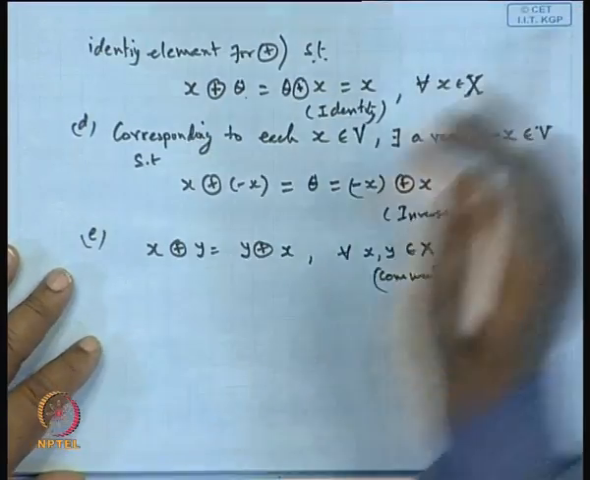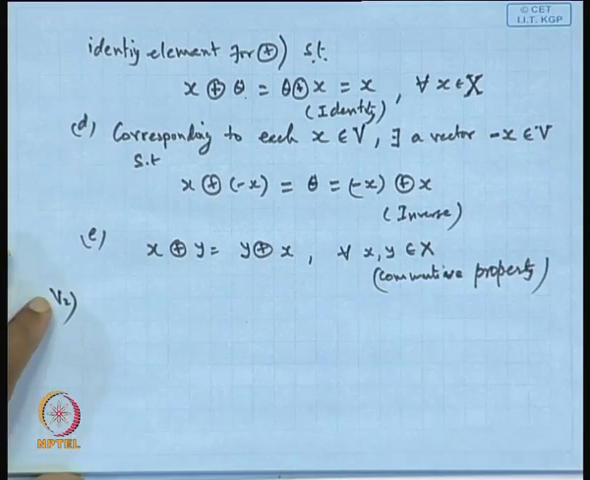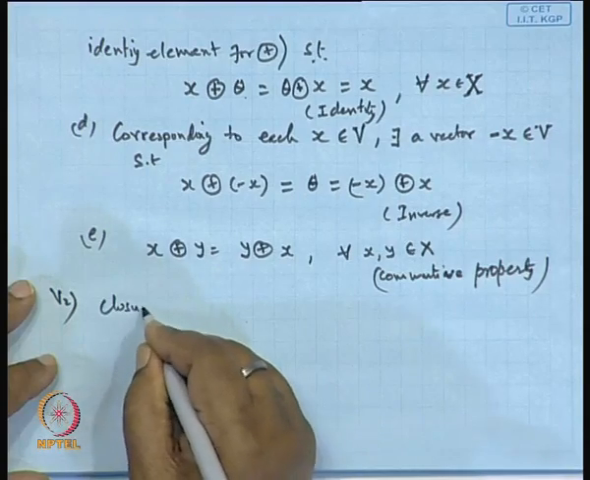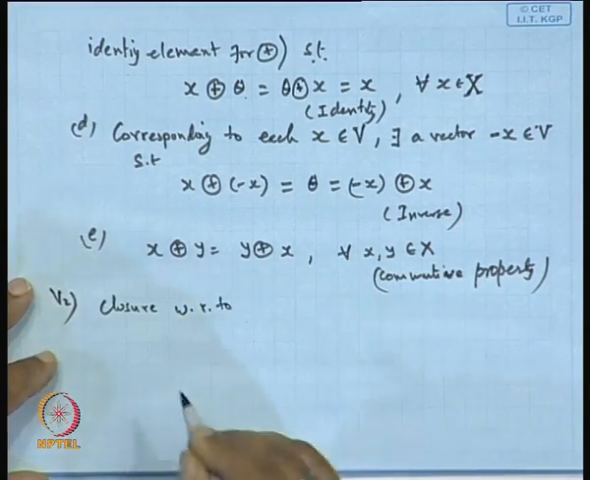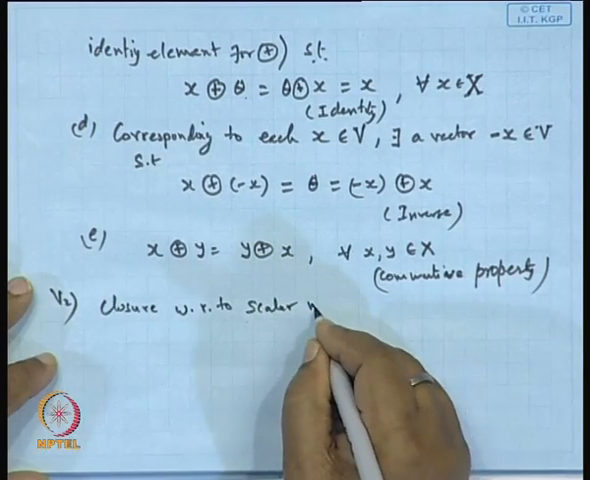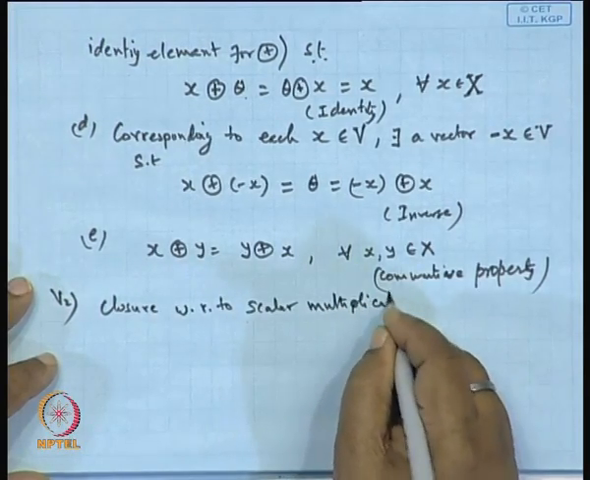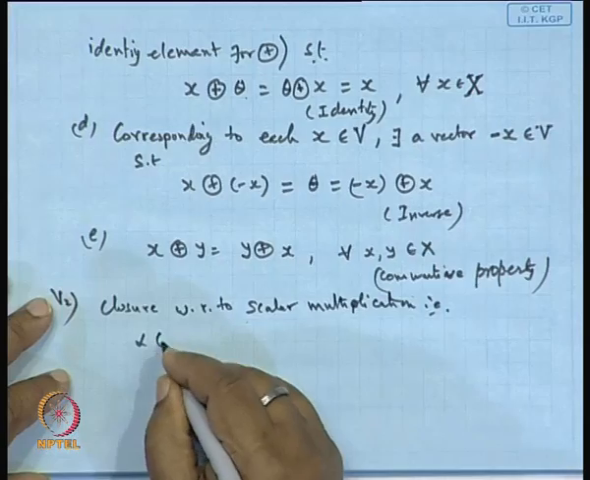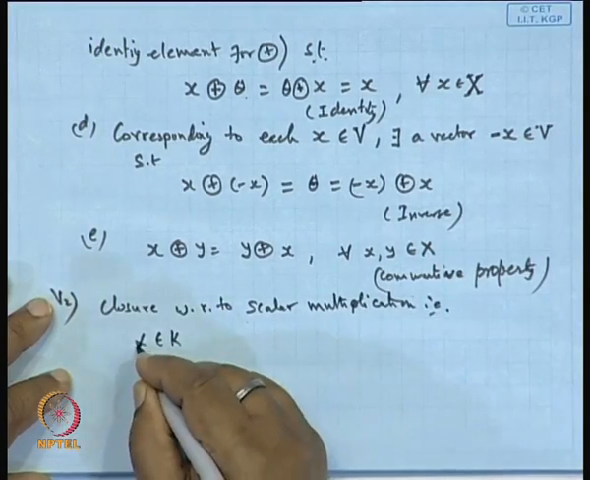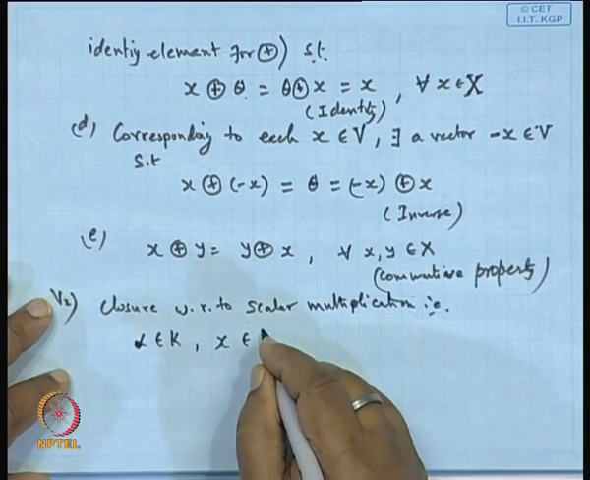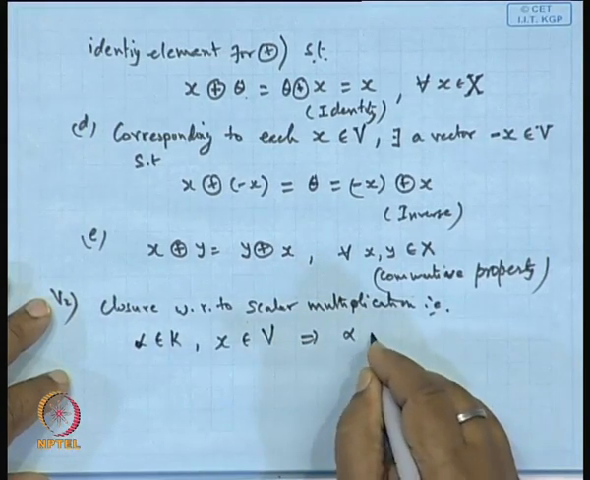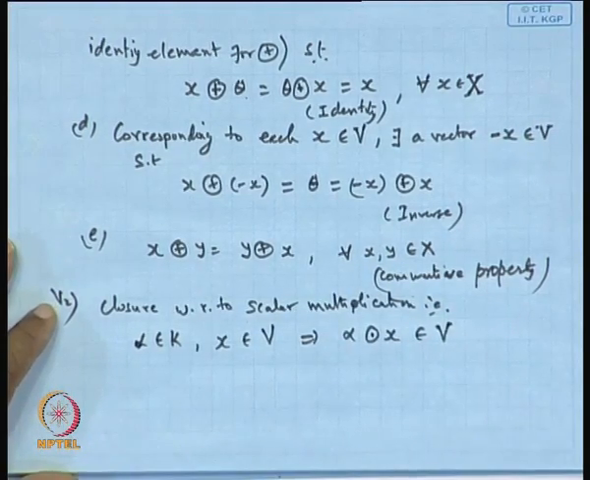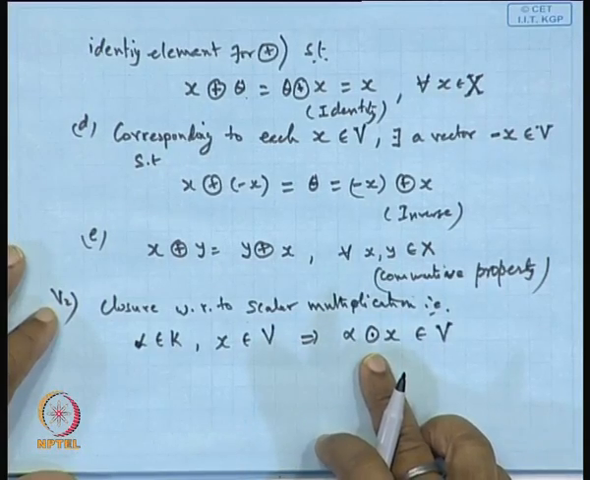Now, the second one is V 2. With respect to scalar multiplication, it must be closed. So, closure property with respect to scalar multiplication. That is, if alpha is an element of K, x is an element of V, then alpha dot x should be an element of V. So, we say V is closed with respect to scalar multiplication.